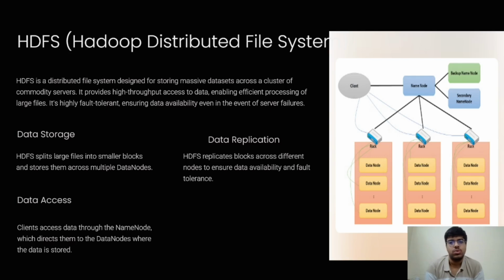Such as data storage, where it splits your very high volume data into smaller data blocks, or you can call them nodes. Next one is data replication, where every block of your data is replicated and saved as a backup for fault tolerance, which means in case your data becomes faulty or corrupted, the backup can be used instead. Next one is data access, where clients can easily access your data through the name node from anywhere in the world.